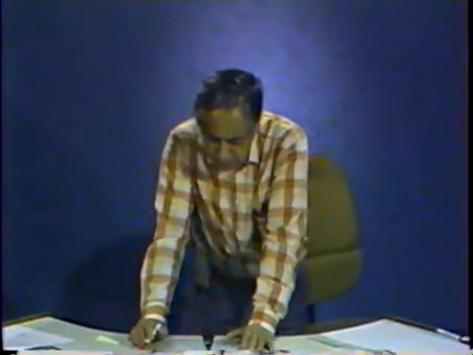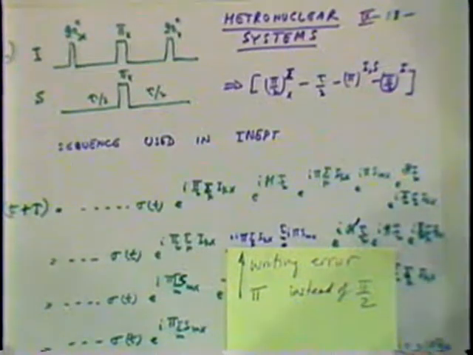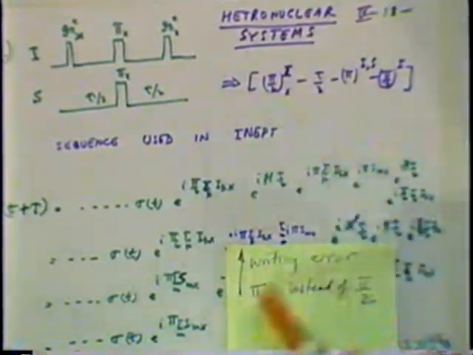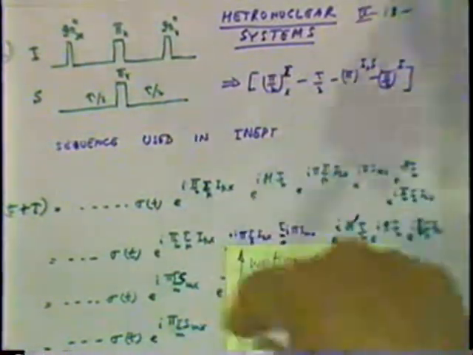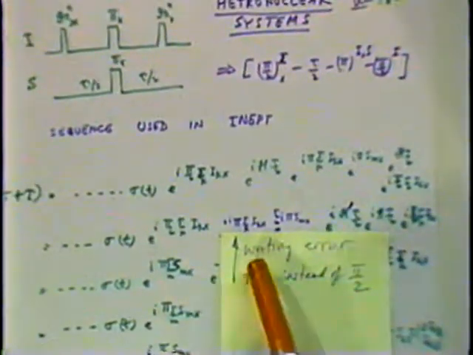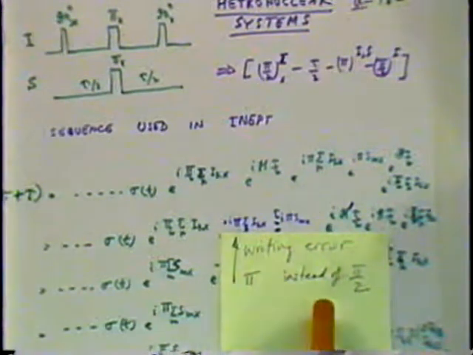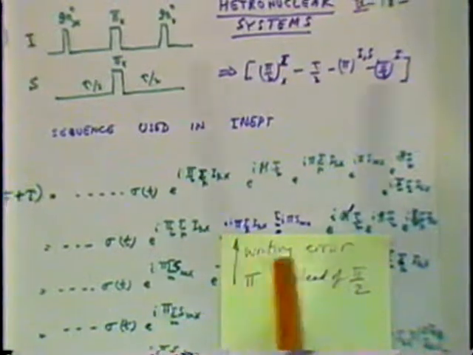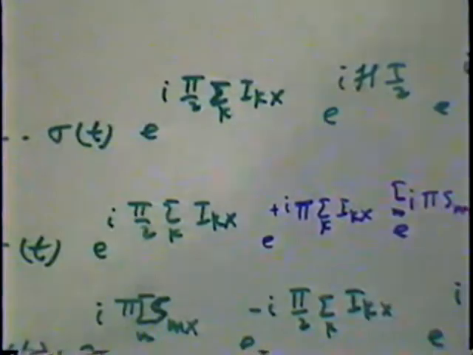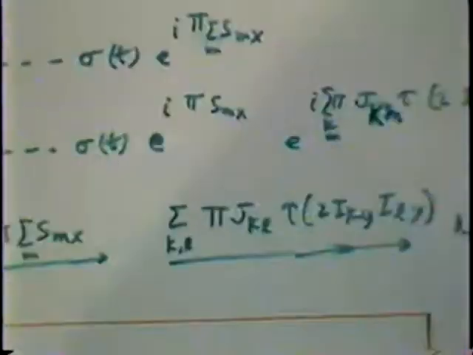If it's a heteronuclear spin system, this is the sequence which we use for INEPT, and one can simply calculate it through the density matrix procedure, and I will just give you the result. Please note there is a mistake here. Here it has to be a pi instead of a pi by 2. By mistake it's written pi by 2 there at this point. I hope you find it. And the result is interesting and is summarized on this point.